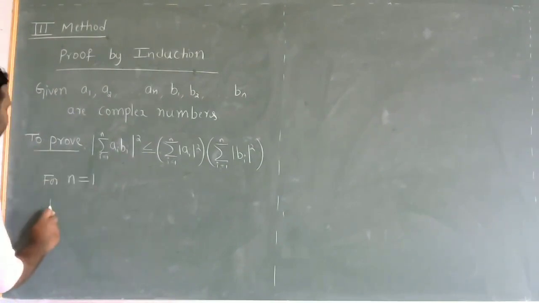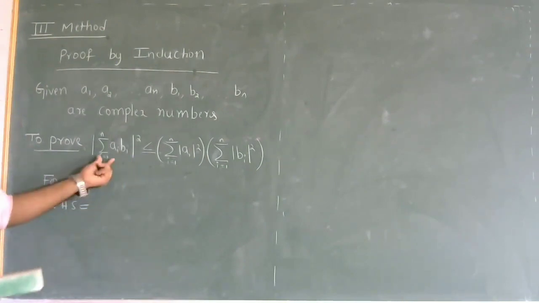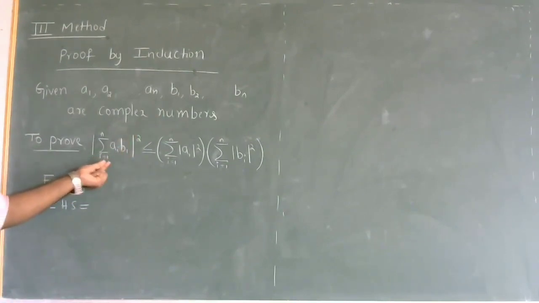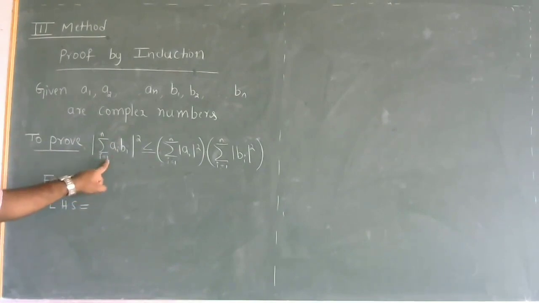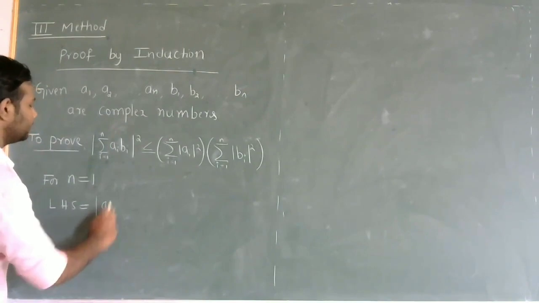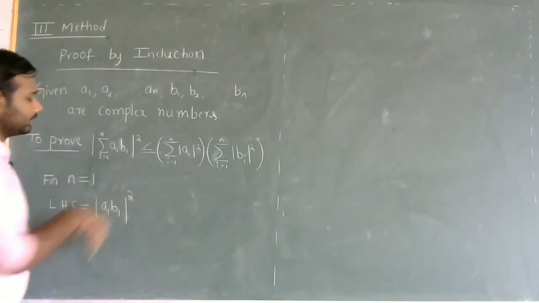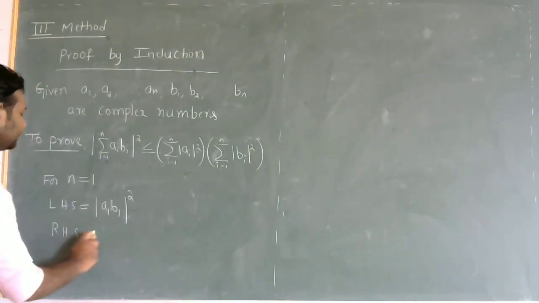So for n is equal to 1, the left hand side is modulus square of summation, where i runs from 1 to n. If I put n is equal to 1, the maximum value of i is 1, starts with 1, ends with 1. That means the summation will contain only one term. And what is that term? It is the first term, a1 b1, and its modulus square.